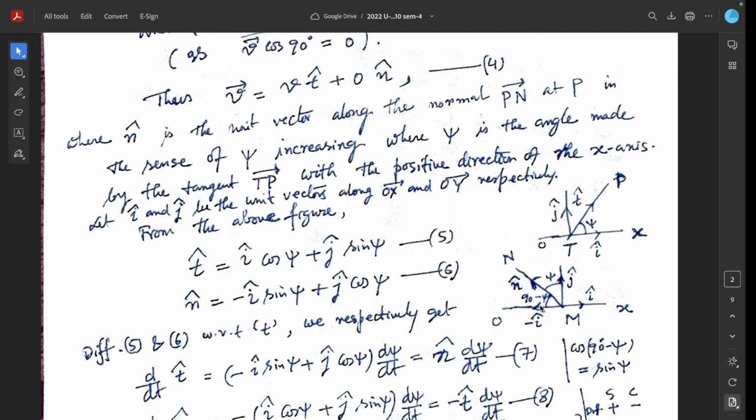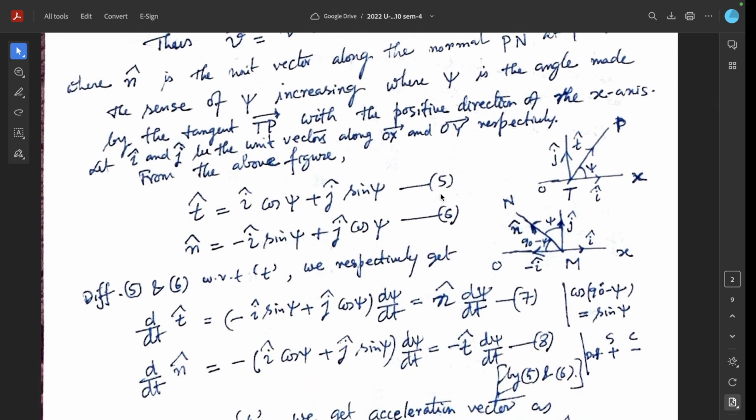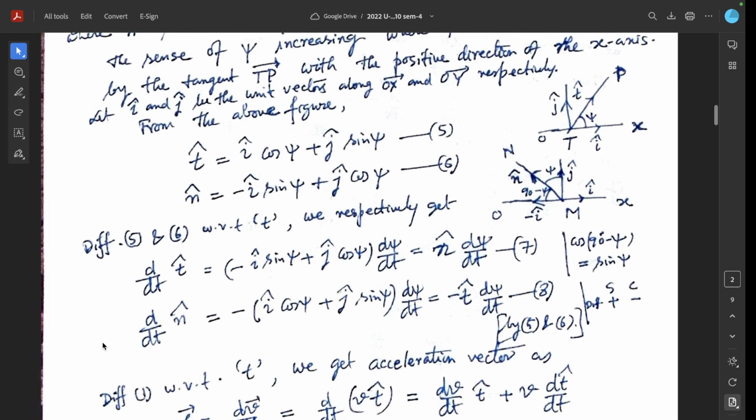So this equals minus i cap into cos of (90 minus psi), that is sin psi, plus j cap cos psi. Differentiating 5, the derivative of t cap equals minus i cap sin psi, and the derivative of cos psi is minus sin psi, plus j, sin psi derivative is cos psi, into the derivative of psi. Actually, this is the n cap from 6, so n cap times the derivative of psi. And the derivative of n cap from 6 is equal to minus i sin psi derivative is cos psi, and cos psi derivative is minus sin psi, into the derivative of psi. Actually, this is the t cap, so minus t cap times the derivative of psi.